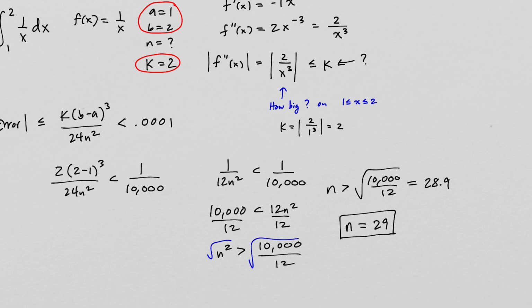So if using the midpoint rule, we would have to use at least n equals 29 to guarantee that our error would be less than 0.0001.